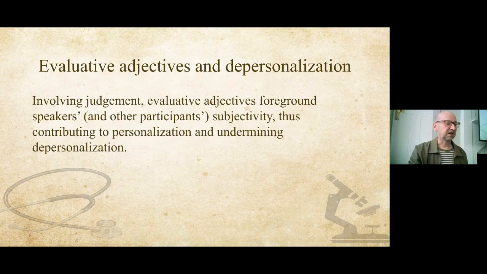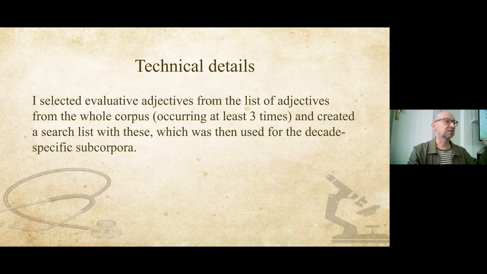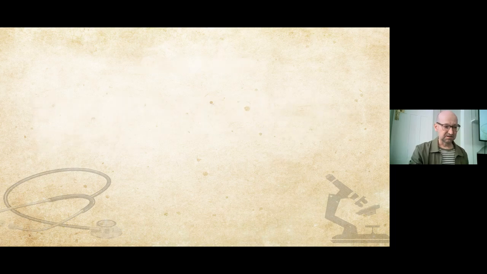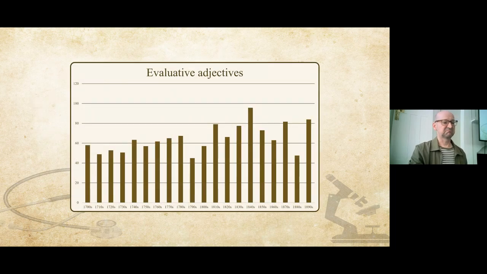That's why it's interesting. I took the same approach as with body parts. I looked through the whole list of adjectives for the whole corpus and selected those that are subjective, and then used that as a search list for the individual decades. Results: no development or clear development at all. So it's not that we have fewer evaluative adjectives in the course of the whole two centuries.